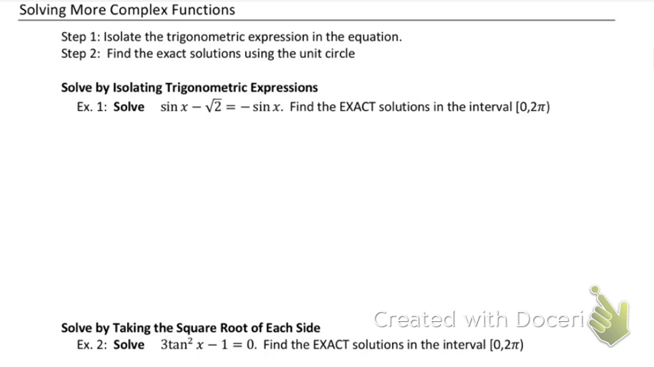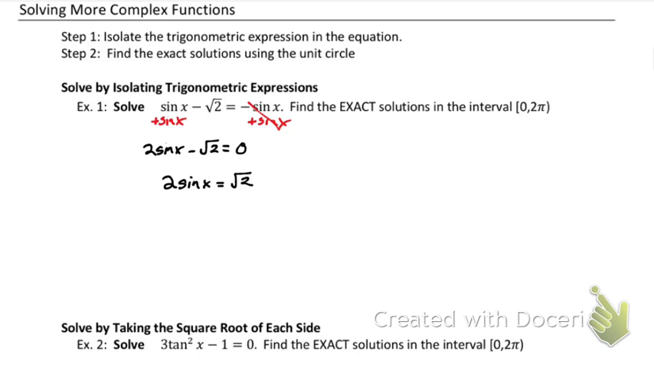So the first thing I'm going to do is add sine x to both sides. Maybe we'll write that down. So we're going plus sine x. That'll turn that to 0 plus sine x. That's going to give me 2 sine x minus square root of 2 equals 0. Let's go ahead and add square root of 2 to both sides to give me 2 sine x equals square root of 2. I will not square it at this stage.